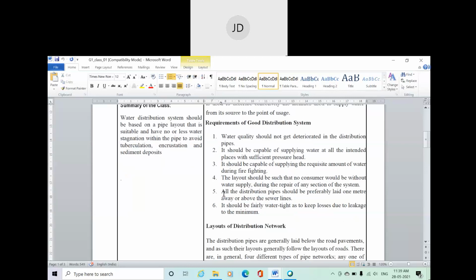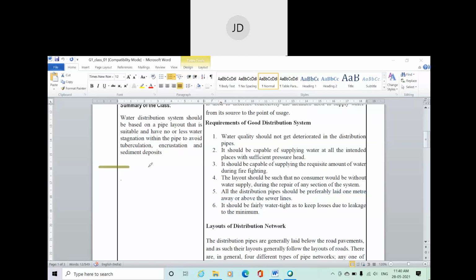Fine. All the distribution pipes should preferably be laid 1 meter away from or above the sewer line. Of course, you know that the sewer line is also laid beneath the soil. It is underground, and you have to ensure that the water pipeline is 1 meter away or 1 meter above the sewer line.